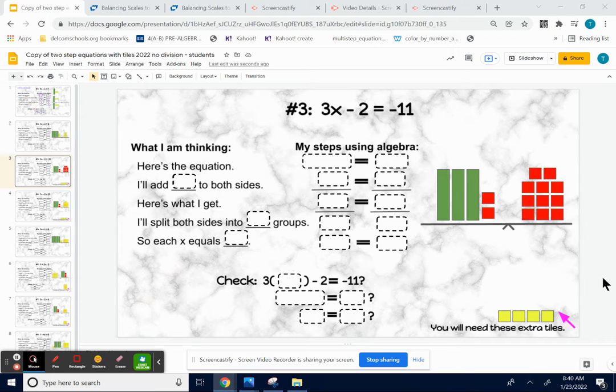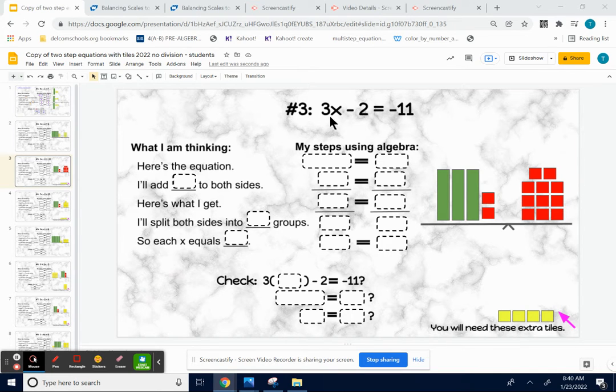Okay, this video is to help you with slide 3 on your two-step equation tile problems. This one's a little different because now we're going to use red squares to represent a -1. The yellow squares in the previous slide represented +1. The red squares in some of these problems will represent -1s.